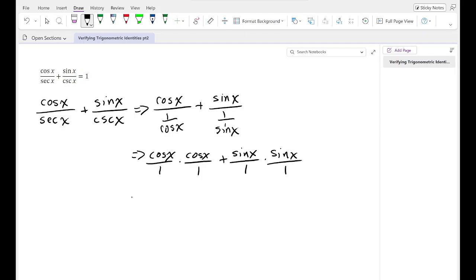I can multiply the sines and cosines together. I'm going to end up with cosine squared x plus sine squared x. And again, I know that sine squared plus cosine squared is going to equal 1. And there we go. The left-hand side equals the right-hand side. And that's just what you do. Again, change things to sines and cosines and it'll make your life much easier.